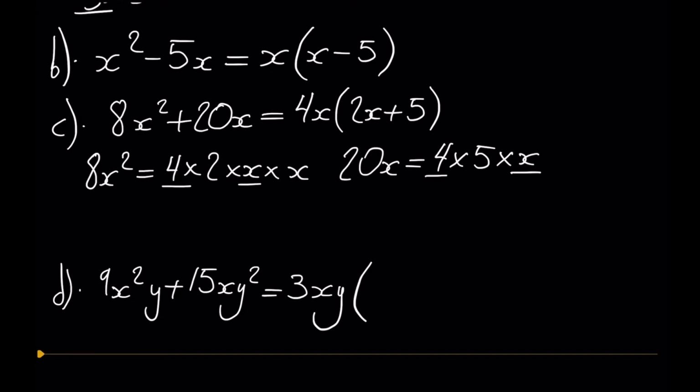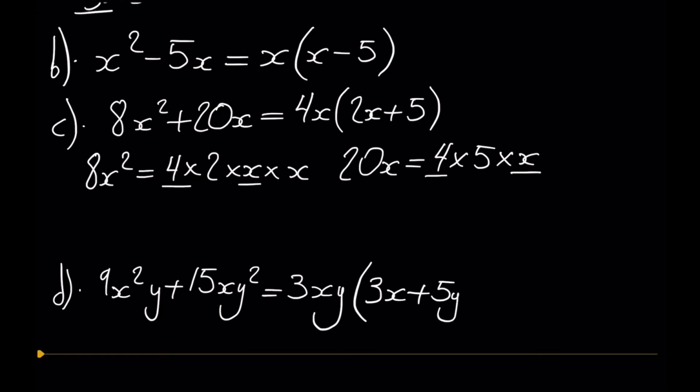Then we open a bracket. 3 times 3 is 9, so we have to write a 3 there. And then x times x gives us the x squared we've got here, so we write x there. And then we add 5, because 5 times 3 is 15.